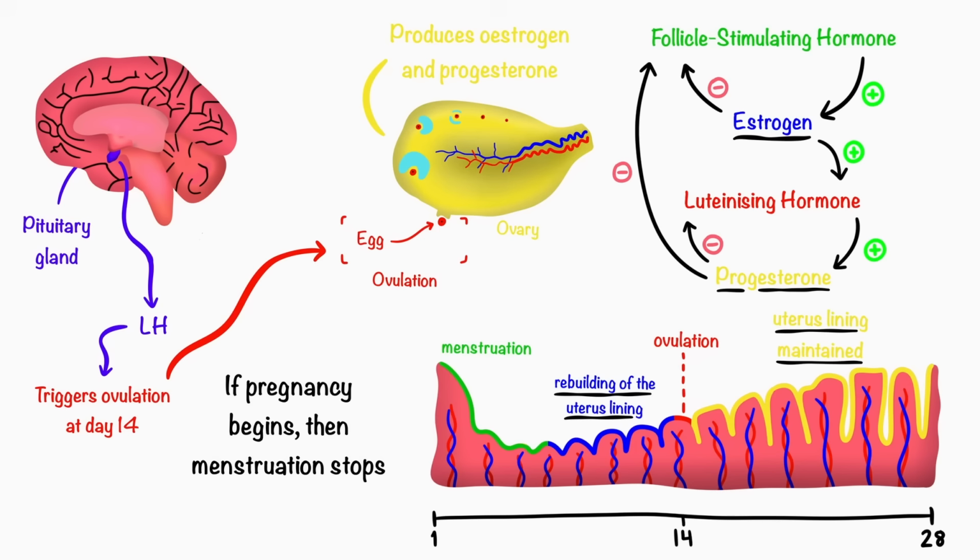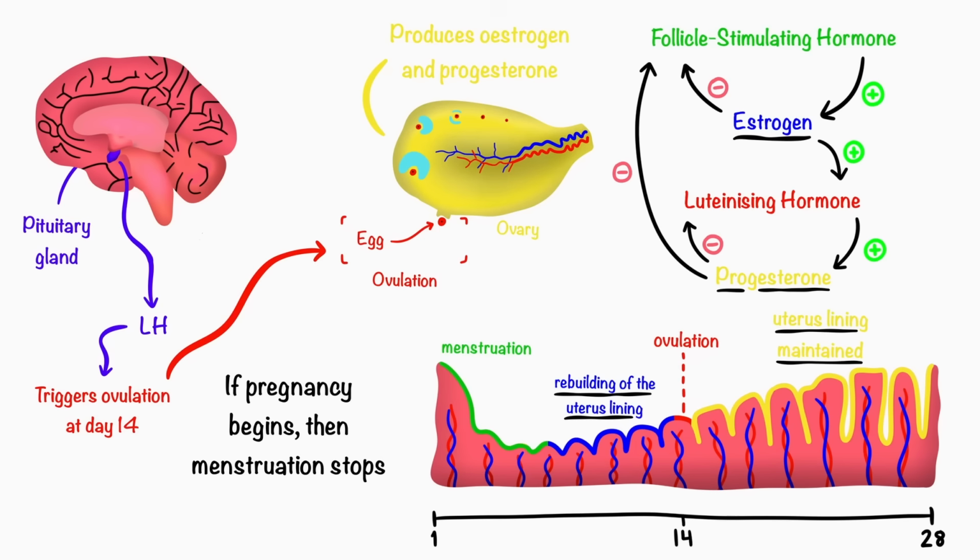If a fertilized egg implants in the uterus wall, it produces hormones that maintain the lining, preventing its breakdown and the start of a new cycle. This is one of the first signs of pregnancy. Understanding these hormonal processes is important not just for appreciating the complexity of human reproduction, but also for developing contraceptive methods and treatments for various reproductive disorders.